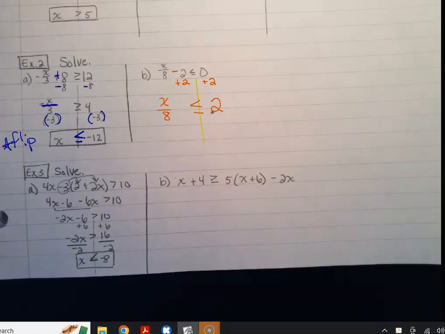Good. We're going to multiply by 8 because division is being done. So we're going to multiply by 8. So those cancel. X less than or equal to? 16. You got it.